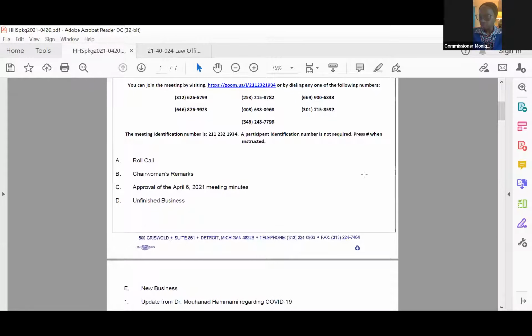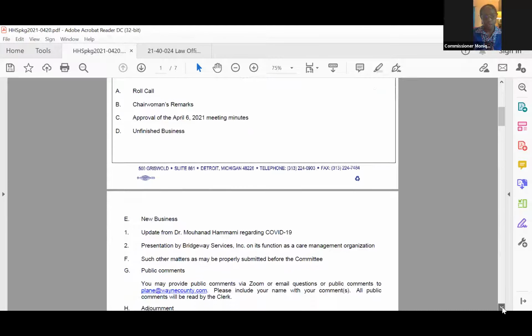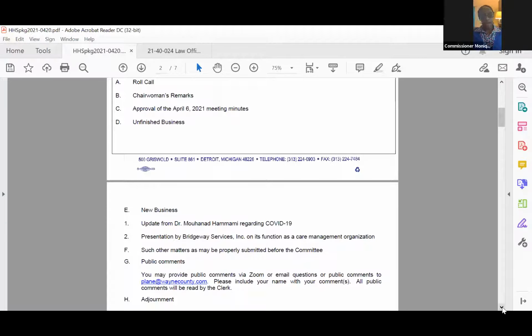Next item, B, Chairwoman's remarks. I do have a brief remark today. This is in reference to our last meeting. There was a question about the procedure that I used in running the meeting. I used a process called general consent, or in Robert's Rules of Order, you'll probably find it under unanimous consent. It's a process used to help move a meeting along, to shorten a meeting. It's used all the time in various meetings.